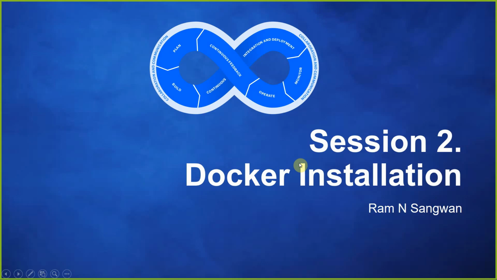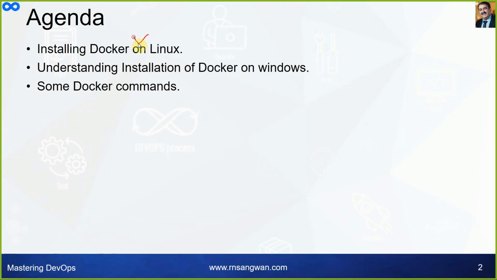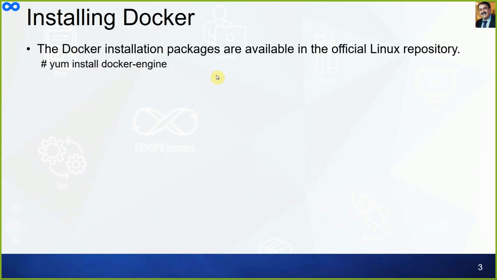So session 2, Docker installation: installing Docker on Linux, understanding installation of Docker on Windows, and some Docker commands. Installing Docker. The Docker installation packages are available in the official Linux repository if you are using Oracle Linux 7 and earlier version, or CentOS 7 or RHEL 7.